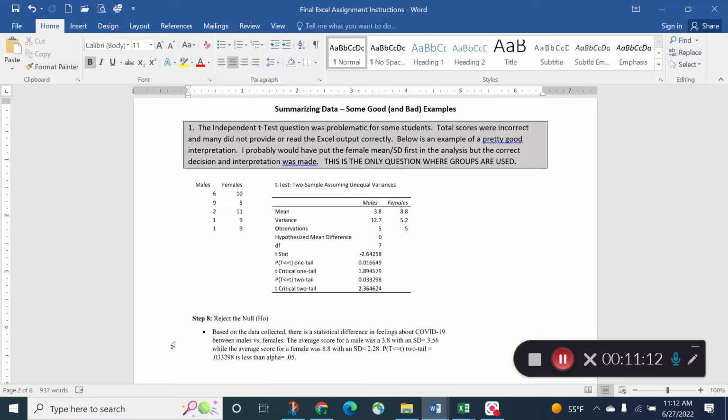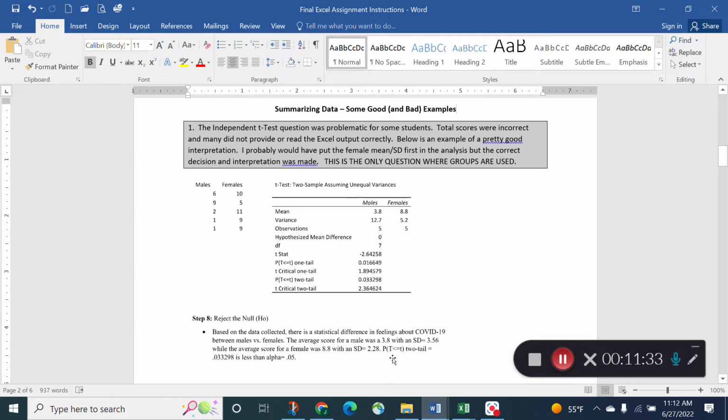The only thing that I might have done differently is put the higher score first. So the females with a score of 8.8, I probably would have given that first, and I would have given the male score second. Here is where the means came from.